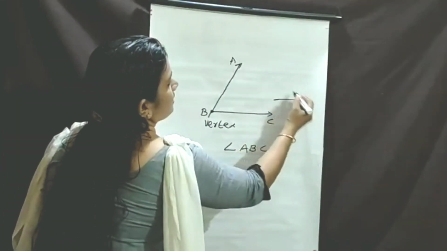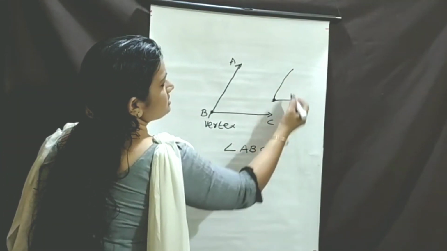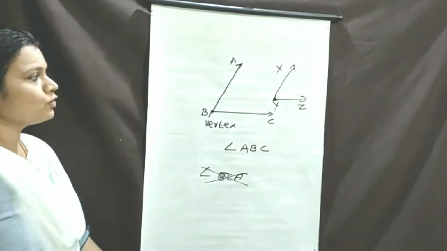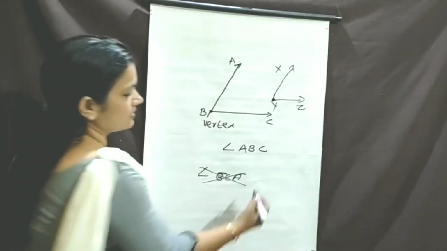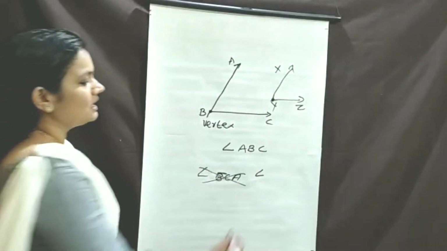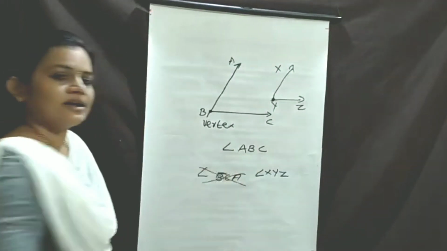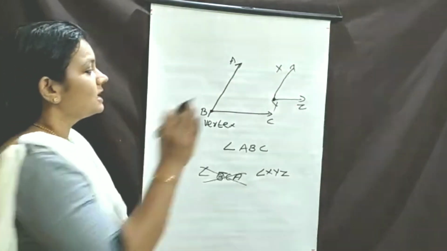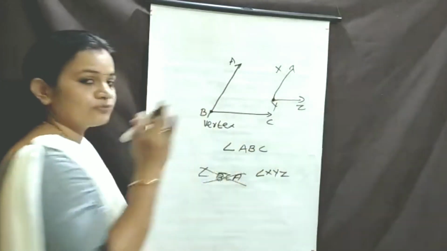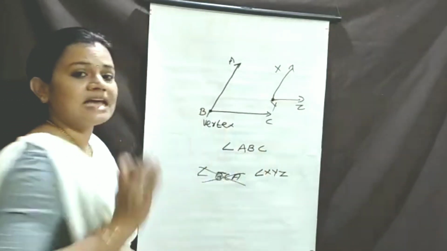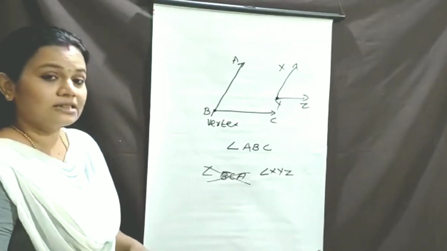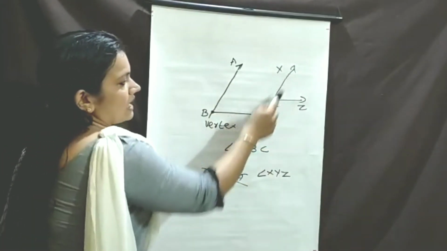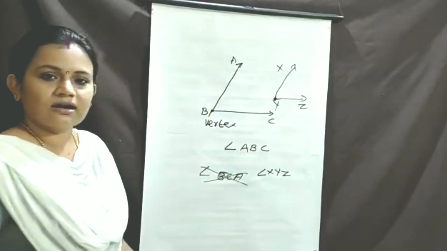Another angle. I will draw another angle. This is the vertex, and the letters are X, Y, Z. How to name this angle? First you write the symbol of angle, then X, Y, Z. Angle XYZ. Understood? Keep in your mind that the vertex should be written in the center. So don't forget that. Then angle ABC, then angle XYZ. This is the naming of an angle.